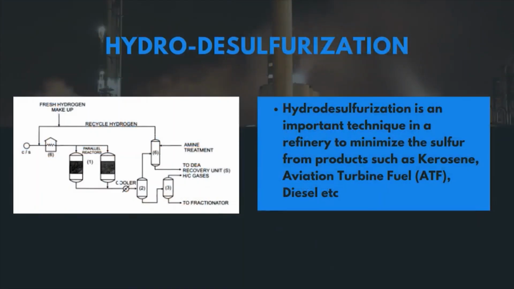Then we move on to the hydro desulfurizing unit. All along, what we were discussing was converting less valuable products into highly valuable products. Now we are coming to a different kind of secondary processing unit which is primarily meant to take care of environmental needs. One such unit is the hydro desulfurizing unit. It is an important technique in a refinery to minimize the sulfur from various products like kerosene, aviation turbine fuel or diesel. Again, the hydro desulfurizer unit is a fixed bed catalytic process.